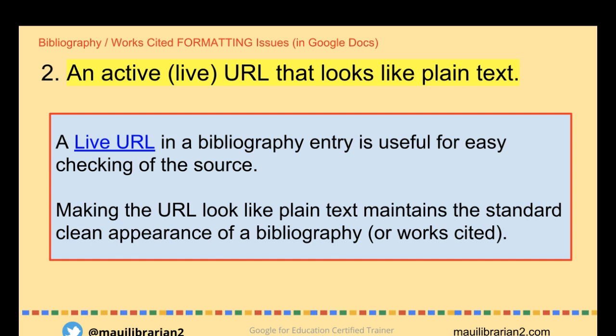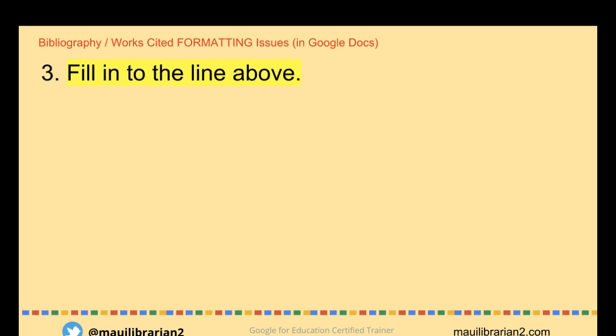A live URL in a bibliography entry is useful for easy checking of the source. And making the URL look like plain text maintains the standard clean appearance of a bibliography or works cited. Here we have a live URL, and here, which you can't see, there's a live URL, but it's hidden under plain text, and we'll show you how to do that in a second.